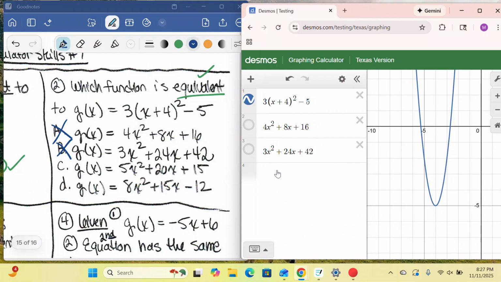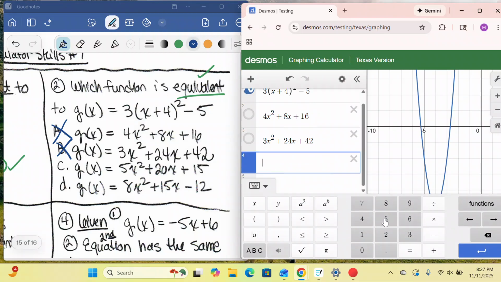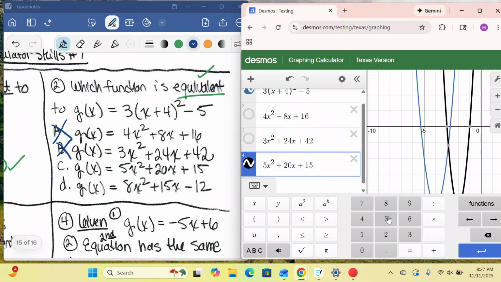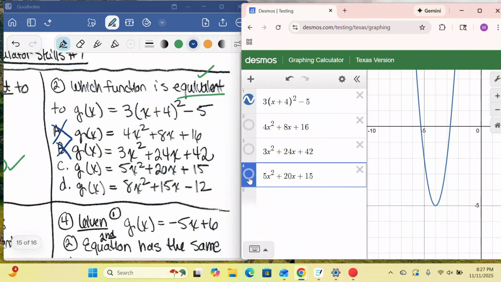Then I put in my third one. And again, 5x squared plus 20x plus 15. And just by looking at it, they are not equivalent. They are not on top of each other exactly. So this one is not equivalent.